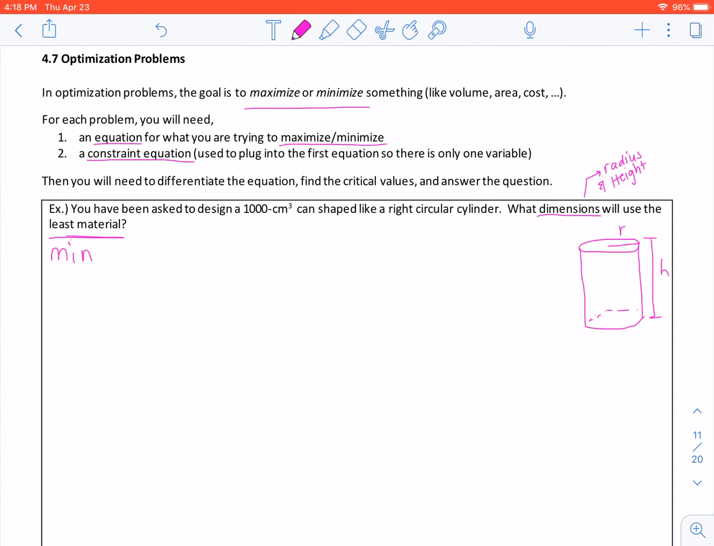There's two things that are being discussed here. One is going to be this 1,000 centimeters cubed can that we have, and that's discussing volume of our can. And the other thing that we're discussing is dimensions that will be used to use the least material. And when we're talking about the material that you use to make the can, that's talking about surface area. So if you notice, we have two formulas. That's the first part, is just figuring out what formulas that we need to use.